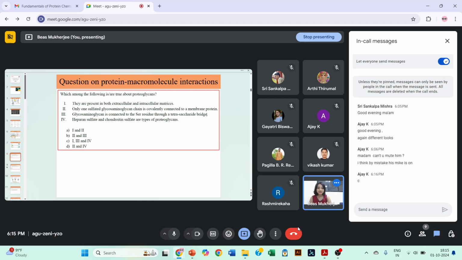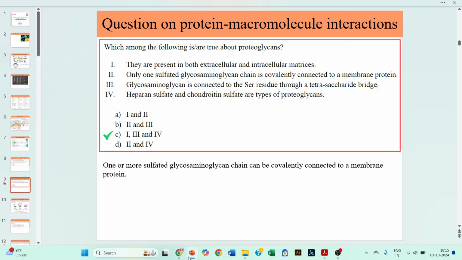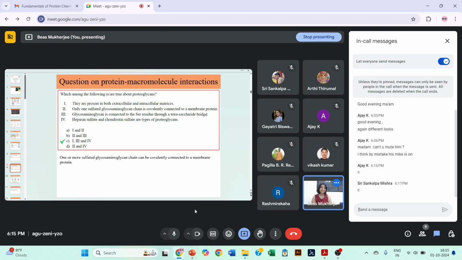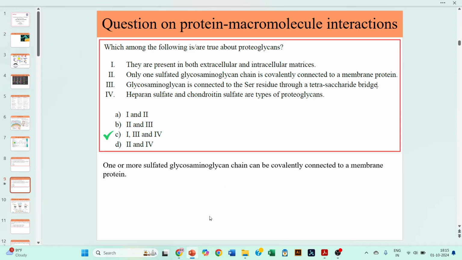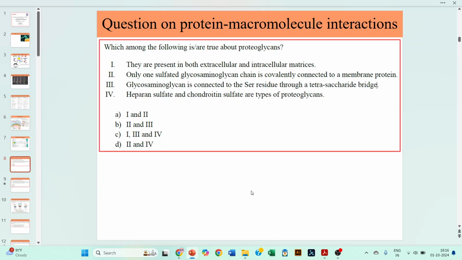C. Okay, right. Let's look at the right answer. I think this is there in your this year's questions also, if I'm not wrong. Okay. Yes, you guys are correct. So one or more sulfated glycosaminoglycan chains can be covalently connected to the membrane protein, right? So that means your option 2, only one sulfated glycosaminoglycan chain is covalently connected, is not true. We can see that more than one glycosaminoglycan chain can be connected to the membrane proteins.